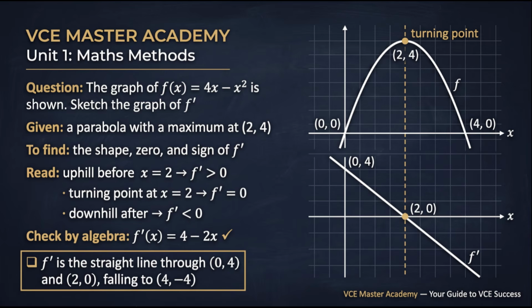And since f is a parabola, f dash is a straight line. One line, sloping downward through 2, 0. Sketch done, before any algebra. Now the check. Differentiate. 4x gives 4, minus x squared gives minus 2x. 4 minus 2x. At x equals 0, that's 4. At x equals 2, it's 0. At x equals 4, it's -4. Exactly the line we drew. Box it. The straight line through 0, 4 and 2, 0, heading down to 4, -4. Eyes first, algebra second. When both agree, you know you're right.